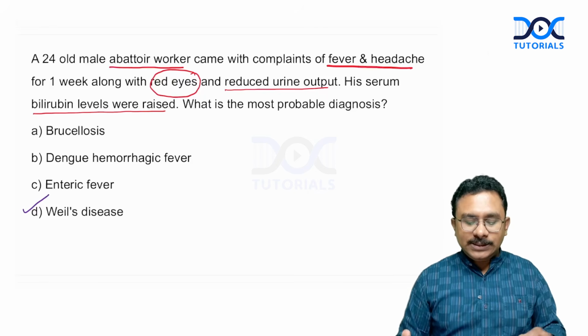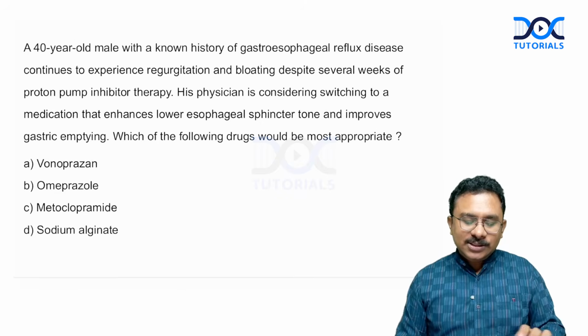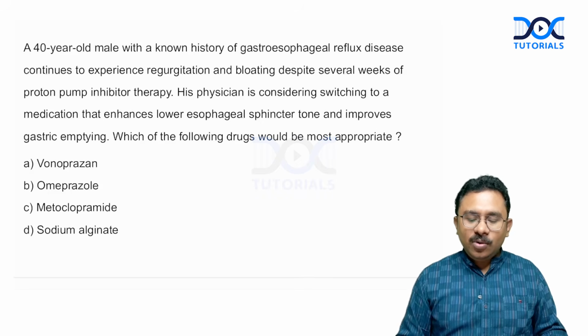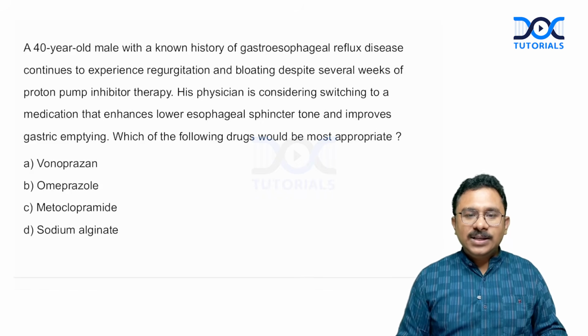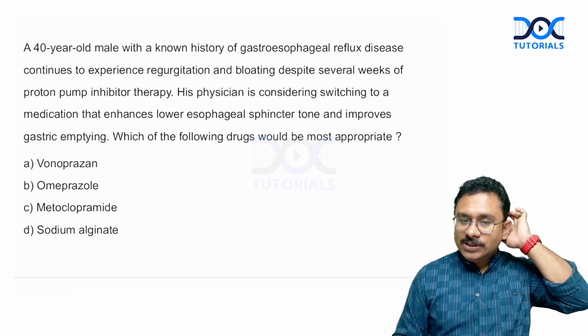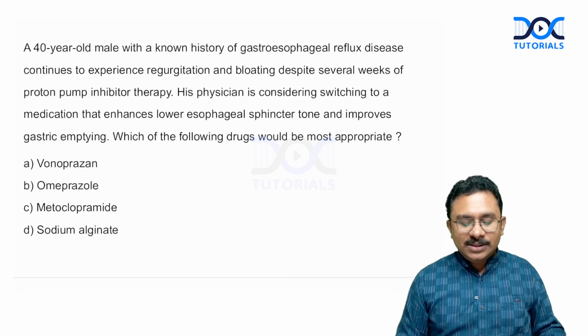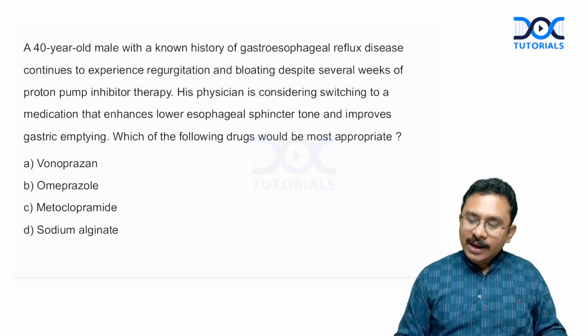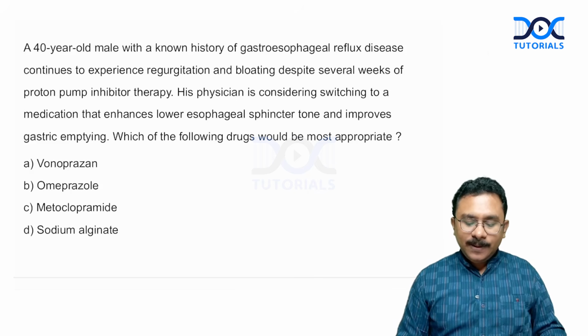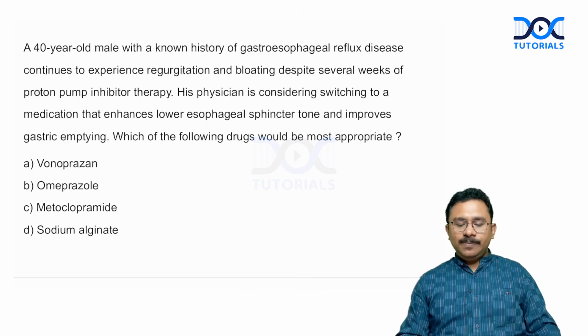Correct or not? Yes. Coming to the next question: a 40-year-old male with a known history of gastroesophageal reflux disease continues to experience regurgitation and bloating despite several weeks of PPI. His physician is considering switching to a medication that enhances lower esophageal sphincter tone and improves gastric emptying. Which of the following would be the most appropriate?